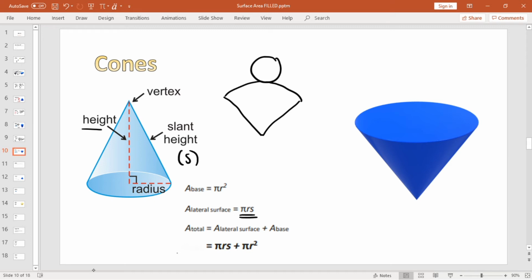And what I can trick you with on cones is if I give you the perpendicular height. Not a big deal, just notice that when you look at that, you have a right triangle where the slant height is the hypotenuse, and here's the height, and here's the radius. So you can figure that out using the Pythagorean theorem. So just be aware of that.